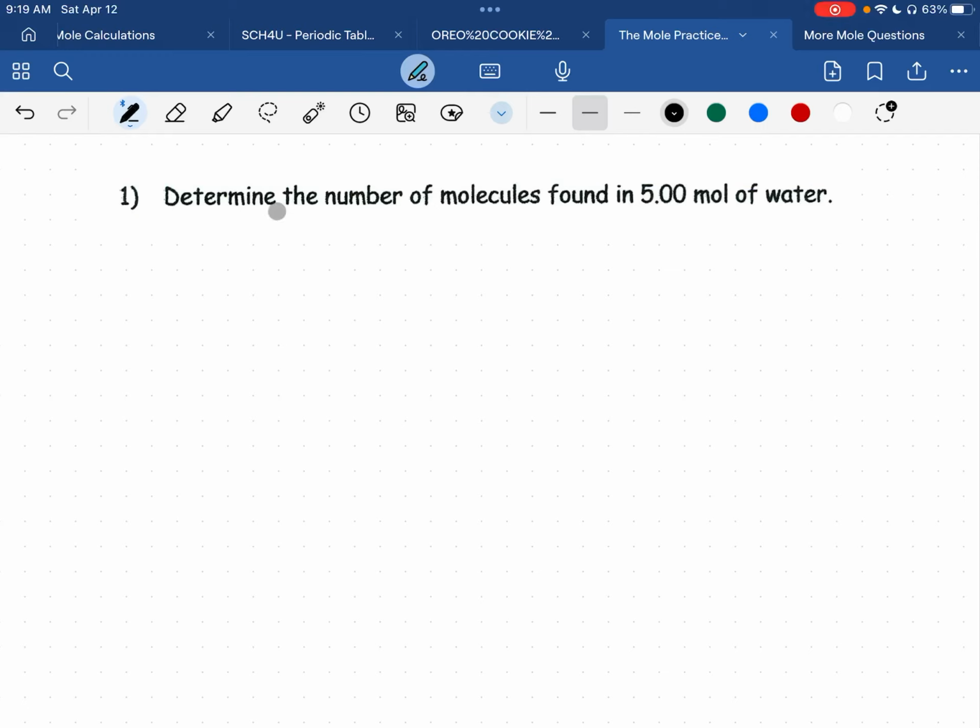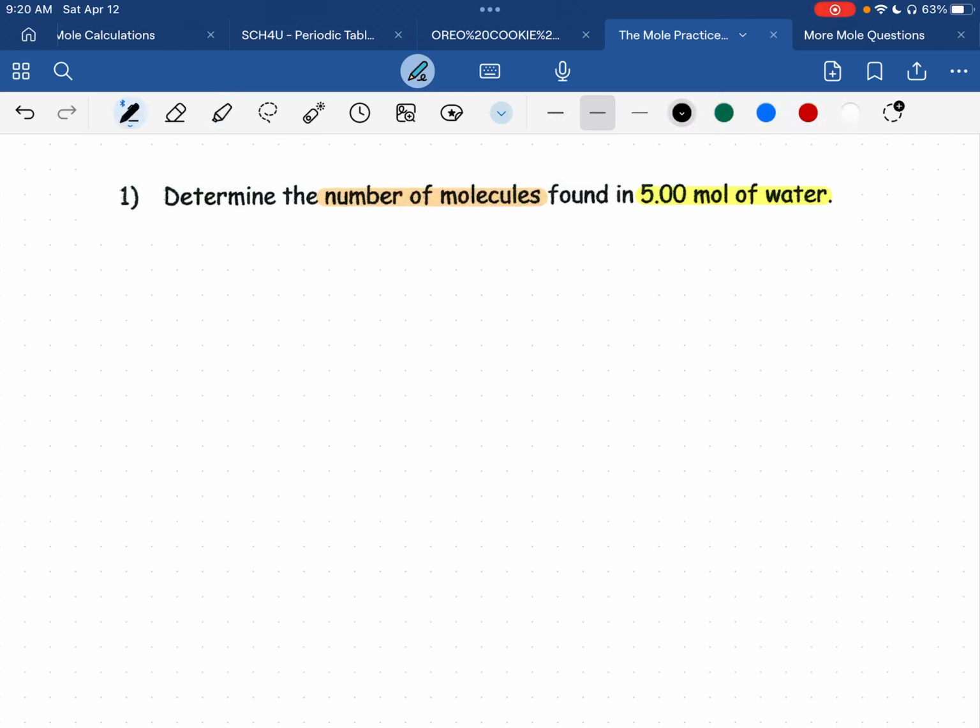So we're going to do another example here, and this example we're going to do an actual chemistry example. In this question, we're asked to determine the number of molecules found in 5 moles of water. So let's do some highlighting. One of our givens here is the 5 moles of water, okay? The unknown in this question, so what we're looking for, is the number of molecules.